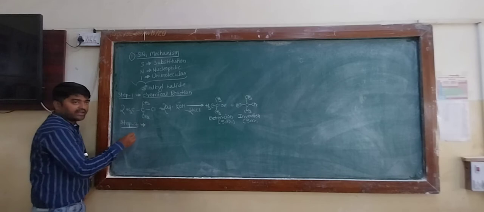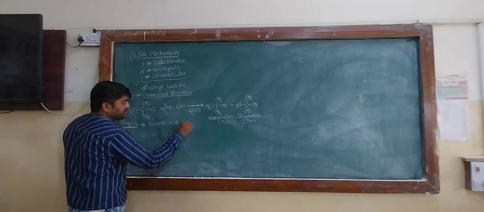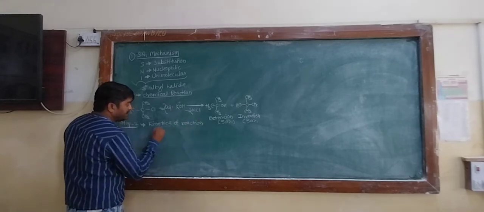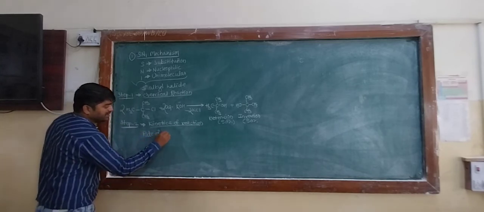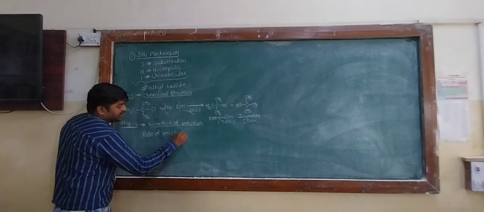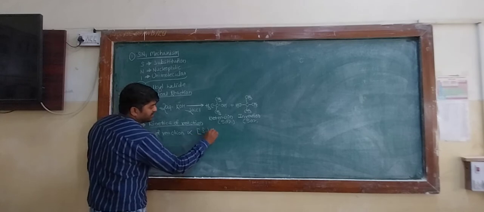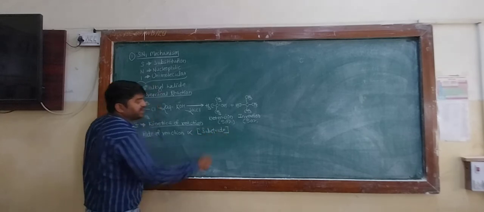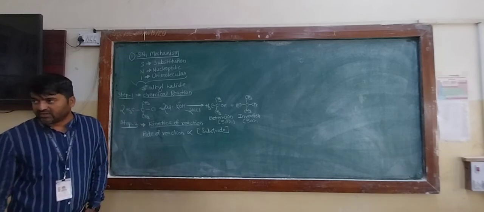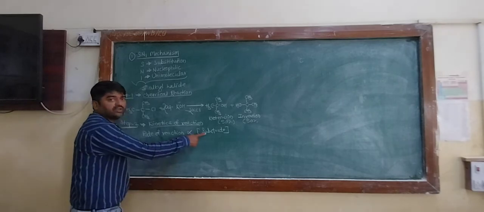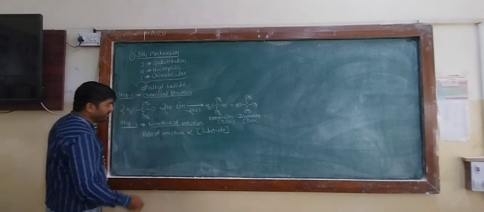Then step 2 is the rate of reaction or kinetics of reaction. The rate of reaction is directly proportional to the concentration of substrate. The rate of reaction, or kinetics of reaction, depends upon the concentration of substrate only, not on the reagent or the nucleophile. Therefore it is a unimolecular reaction. Rate depends upon only one species, therefore it is a unimolecular reaction.